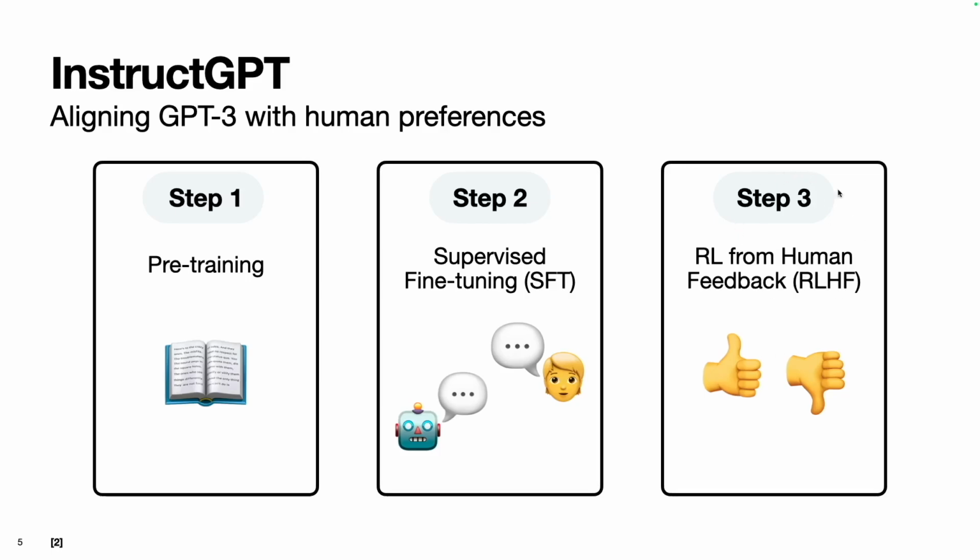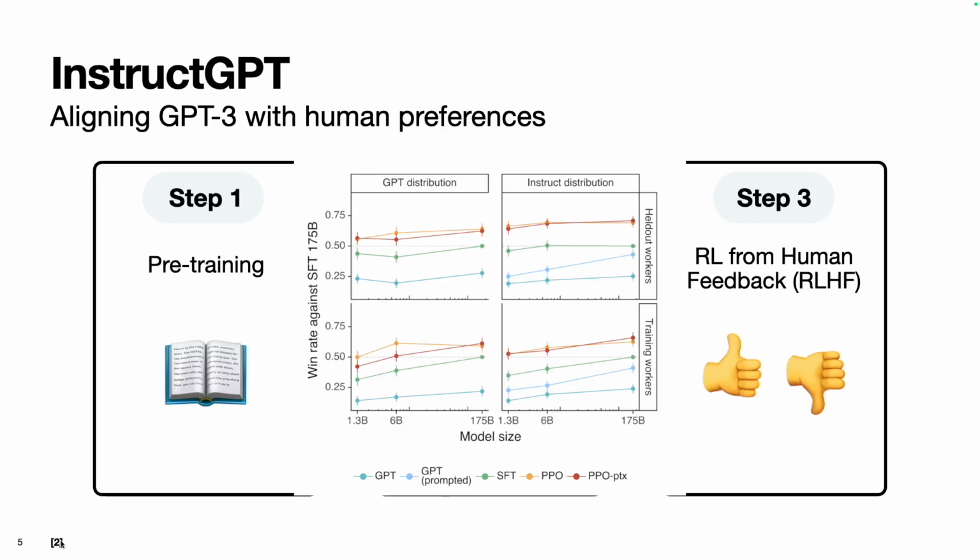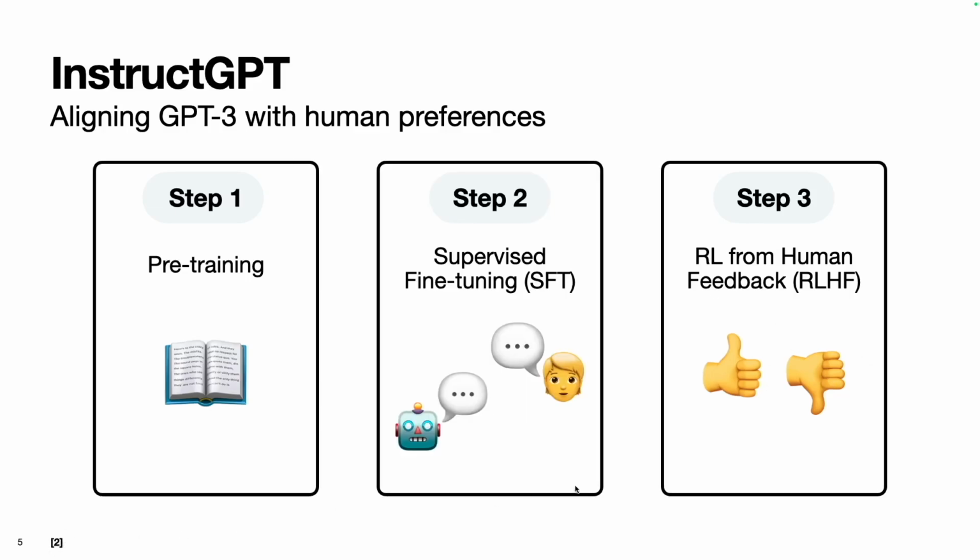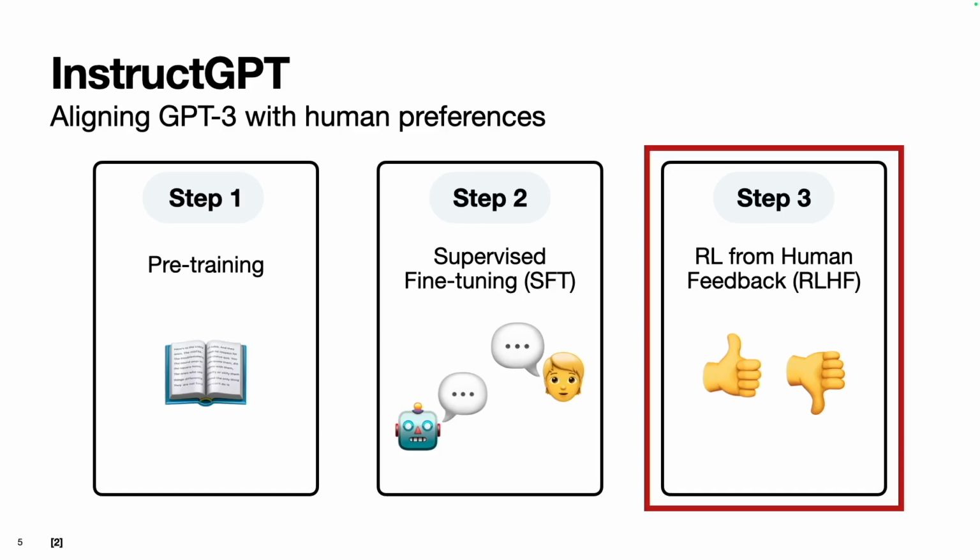Not only was the model after step 3 preferred to GPT-3, but it was also preferred to this supervised fine-tuning. In the InstructGPT paper, they have a nice plot showing a comparison of these 3 models. So that's linked in the description if you want to check that out. But here I'm going to just focus on this step 3, this reinforcement learning with human feedback step.